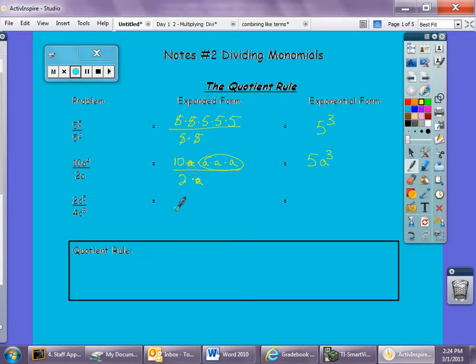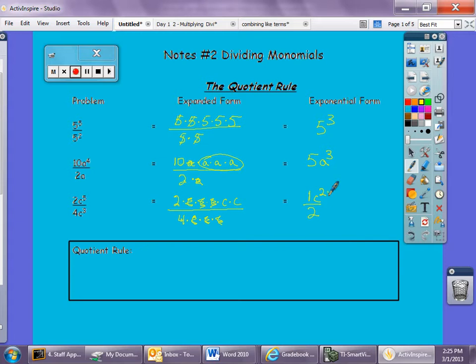And then the last one, we have 2c to the 5th, so that's 2 times 5 c's divided by 4c to the 3rd. Looking at our numbers, 2 and 4, 2/4 really simplifies to 1/2. So we have 1/2, and then with our c's, these cross off, these cross off, these cross off, so we have c to the 2nd, and they're in the numerator, so I'm going to put my c to the 2nd in the numerator. So that's the exponential form, 1c to the 2nd divided by 2.